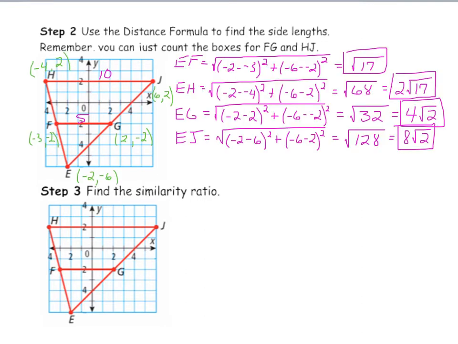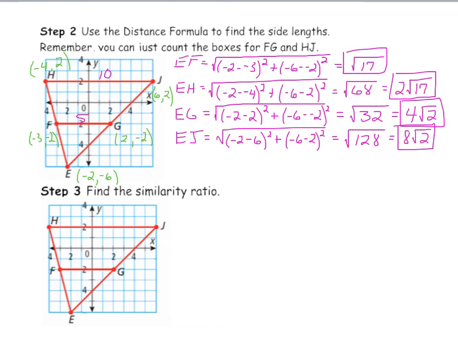All right, so hopefully you ended up getting the same exact distances as I did. For EF, I ended up getting the square root of 17. For EH, I ended up getting 2 square roots of 17. For EG, it was 4 square roots of 2. And for EJ, it was 8 square roots of 2. So we've got all of those distances for the sides.